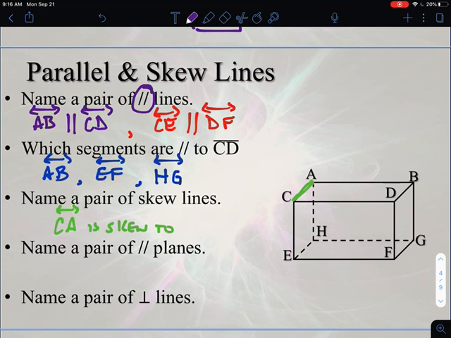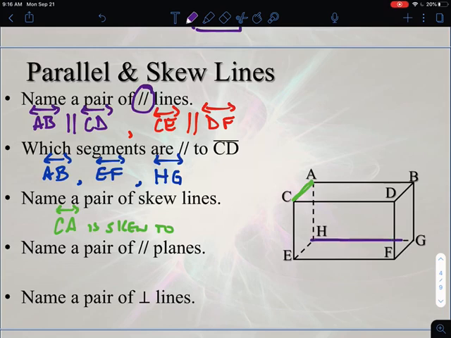So this one's going front to back, so I need something going either left to right or something going up and down. The thing is, I can't pick a line that's going to touch line CA, so I can't pick line AB, for instance. In this situation, they are going two different directions. One's front to back, one's left to right, but I notice that they come together and meet right here. So I can't use that. So instead, I've got to figure out a different line going a different direction that's not going to touch.